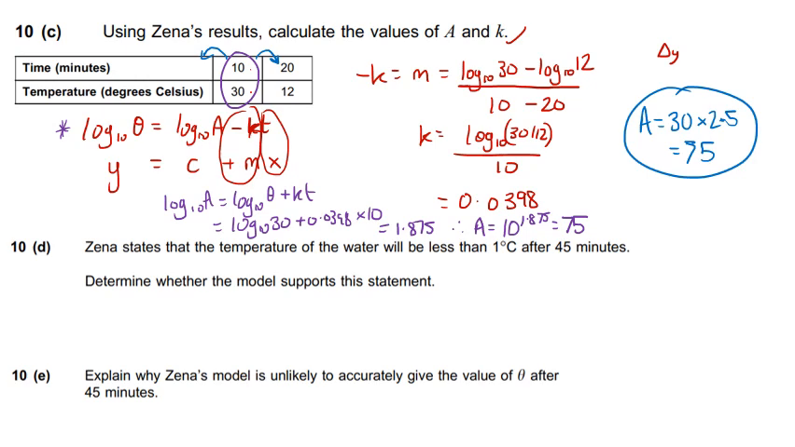10D. Zena states that the temperature of the water will be less than 1 degree Celsius after 45 minutes. Does the model support that? Well, let's put in the values and find out. So theta was equal to 75 times 10 to the power of minus 0.0398 times 45 minutes. If you put that all together, you get about 1.2, which is greater than 1 degree. So therefore, it does not support the statement.